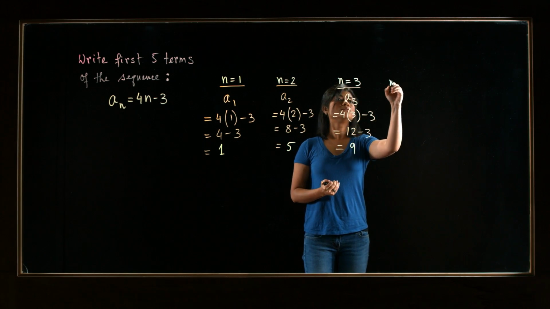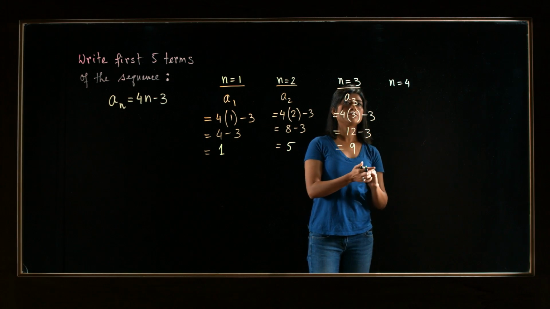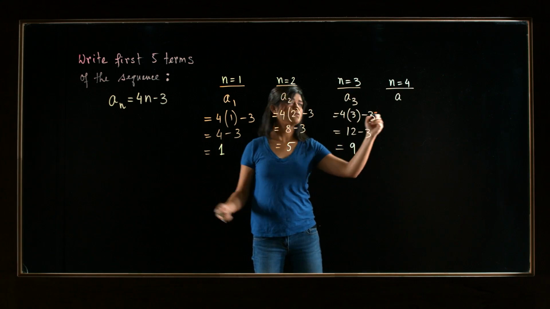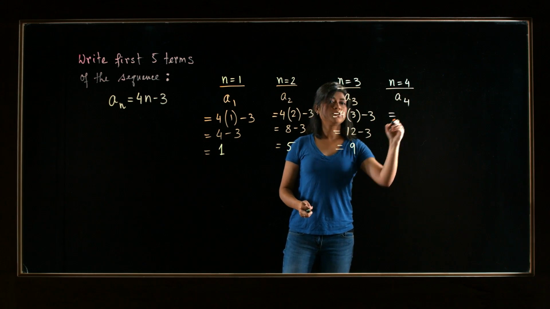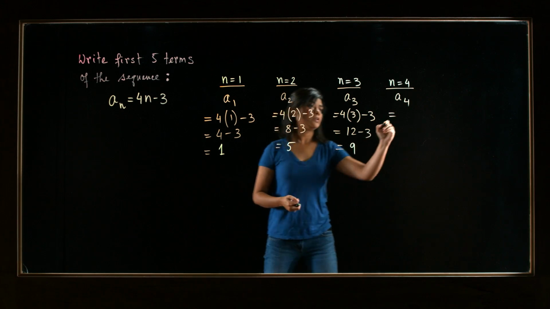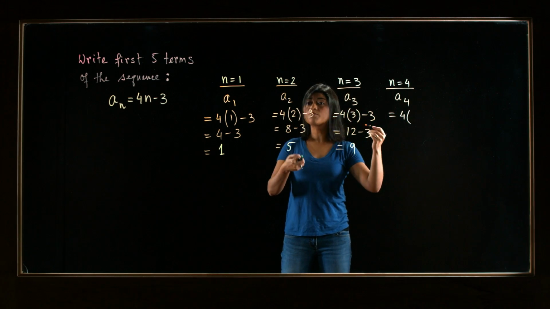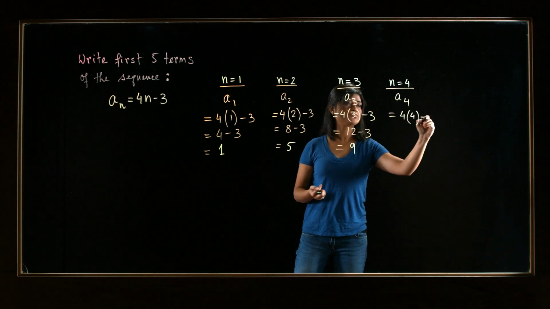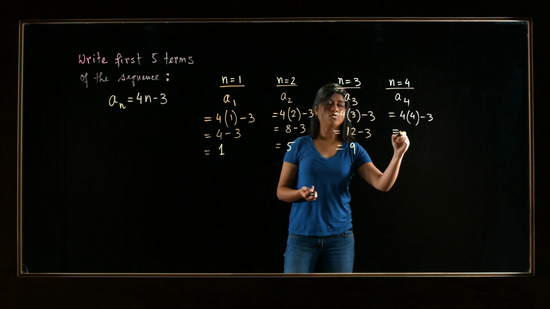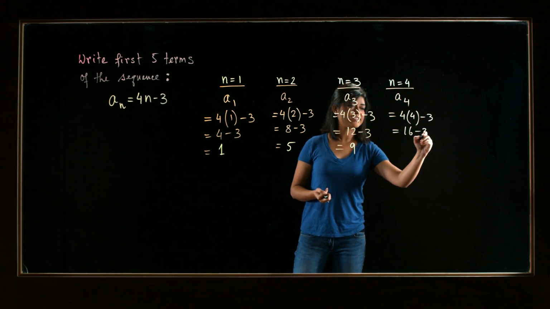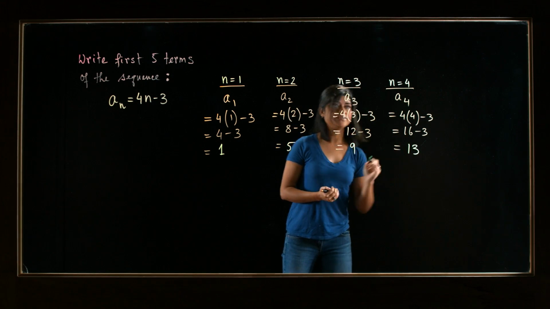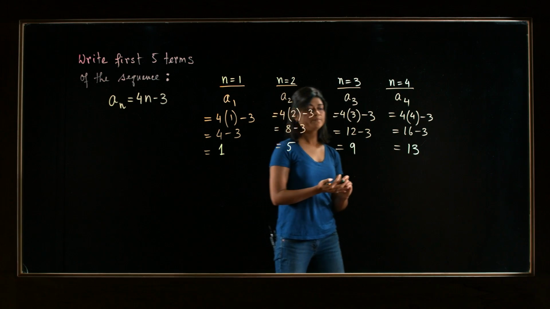Next, n equals 4, which means we want to find A4. And A4 is equal to, again remember plug in 4 for n in the expression. So 4 times 4 minus 3, but 4 times 4 is 16. So 16 minus 3, and that's equal to 13. 13 is the 4th term.